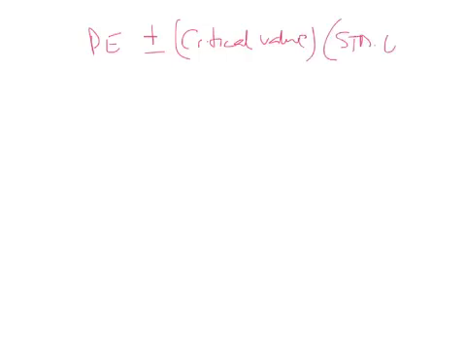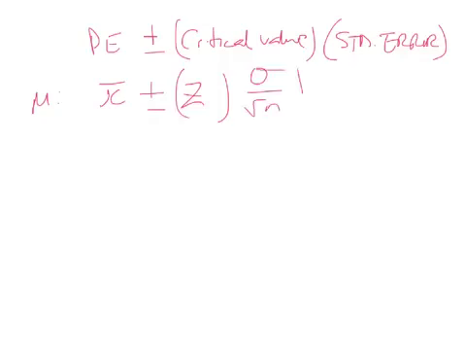Recap that. Confidence interval is the point estimate plus or minus a critical value times the standard error. For the case of the population mean, mu, if we're trying to estimate that, then our point estimate is the sample mean, plus or minus Z when sigma is known, and the standard error is sigma over root n. Okay? Very good.